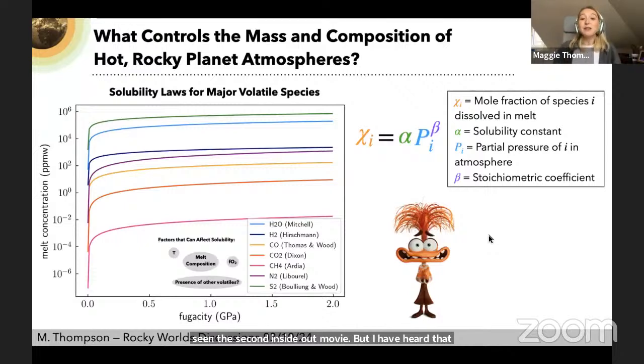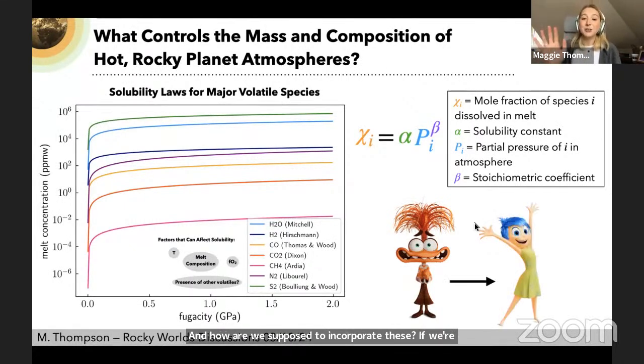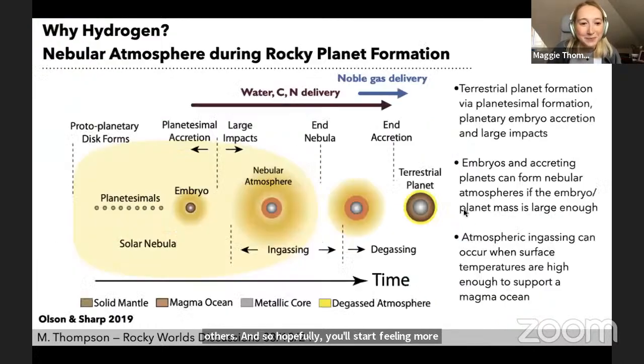So this might give you some anxiety to think about all these different factors that can influence your solubilities, and how we are supposed to incorporate these if we're actually just trying to interpret, say, atmospheric observations from JWST. So what I would like to do today is hopefully convince you that we don't need to be too anxious. There's ways in which we can account for these different factors and see which factors actually have a strong influence compared to others. And so hopefully you'll start feeling more like joy when we think about solubilities in magma worlds.